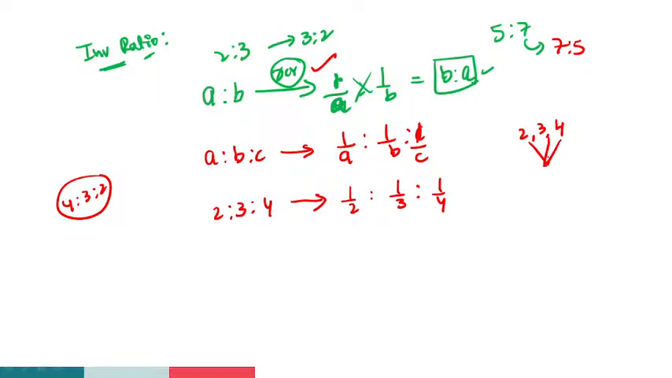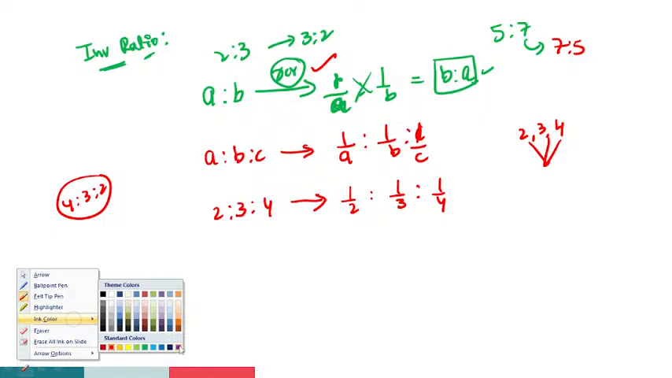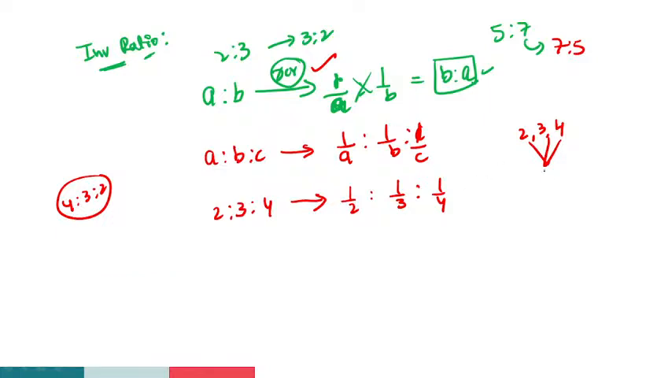What is the LCM, guys? For 2, 3, 4, what is the LCM? 12 is the LCM. Is 12 divisible by 4? Yes, 4 3s are 12. Is 12 divisible by 3? Yes, 3 4s are 12. Is 12 divisible by 2? Yes, 2 6s are 12. Since 12 is divisible by all the numbers, the LCM is 12.